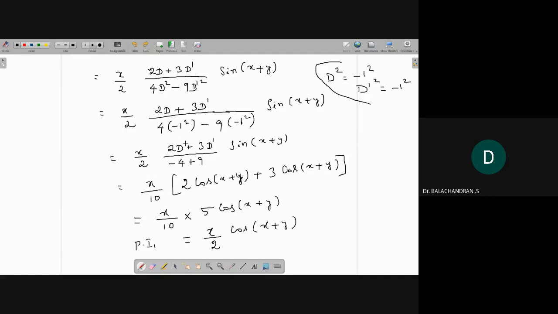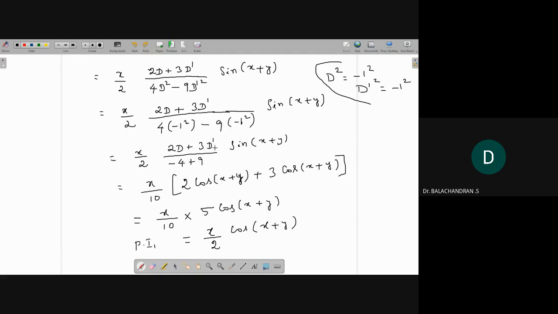So 2 times should differentiate this. 2 into, you know that d equal to dou by dou x. So you should differentiate partially with respect to x. Keep y as constant. So then you'll get 2 times cos of x plus y. The coefficient of x is 1. So into 1.